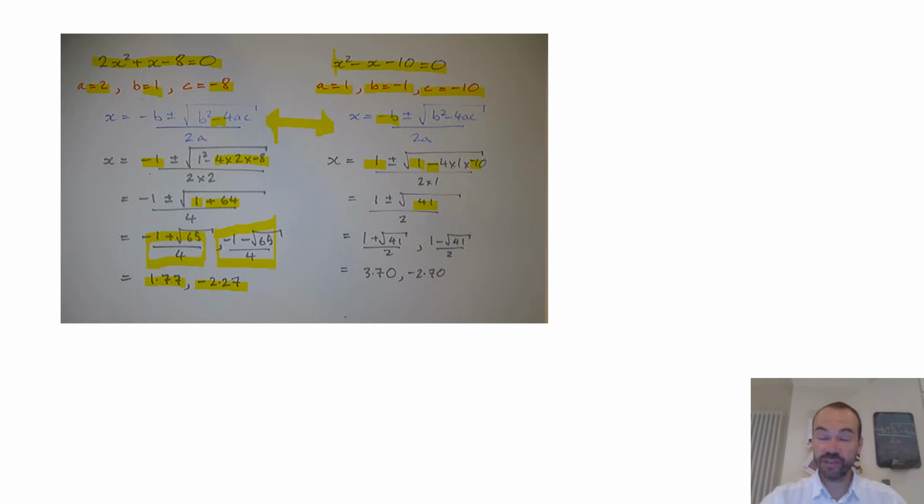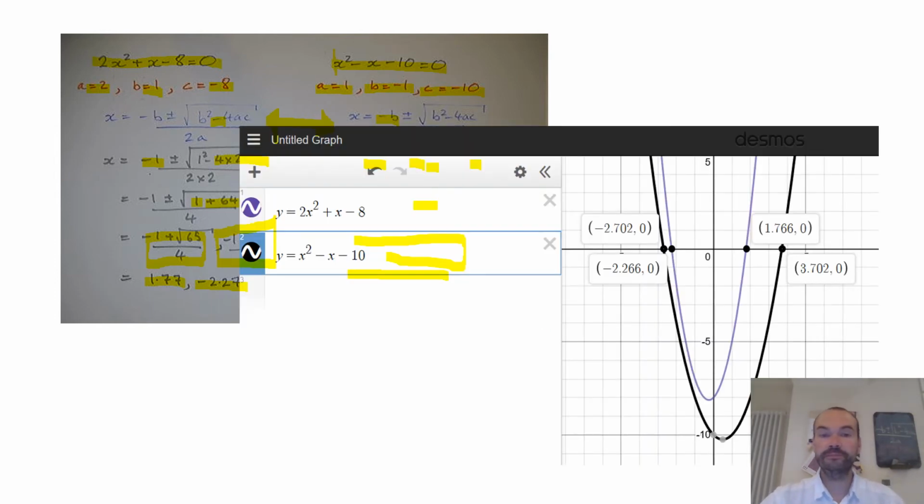Notice for all the questions so far, in fact all the questions today, what's inside the square root will be positive so that it can be square rooted. And that gives a pair of answers like that. What does that mean for the graph? It means the following. Okay, here's the two graphs.